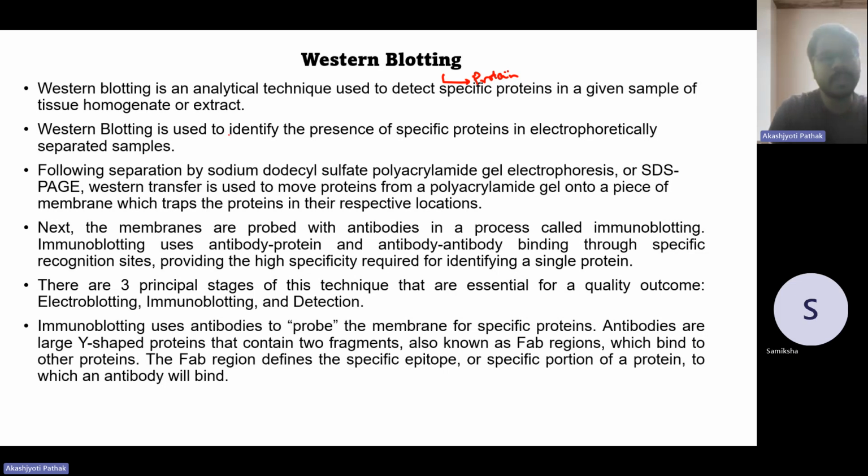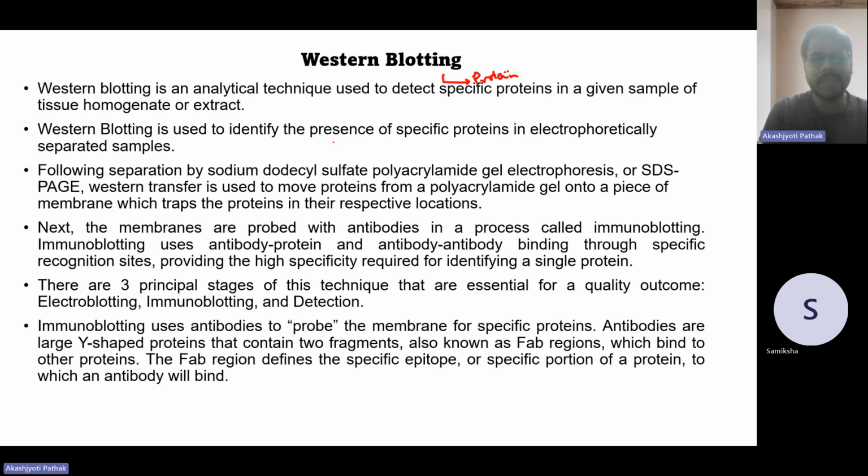So you have a tissue, or a bacterial cell, or a mammalian cell. You lyse the cell and you will have a lysate, and your lysate will have thousands of proteins. Now you want to identify whether a particular protein is present in your lysate, or what the expression of that protein is. Then you have to do a Western blotting.